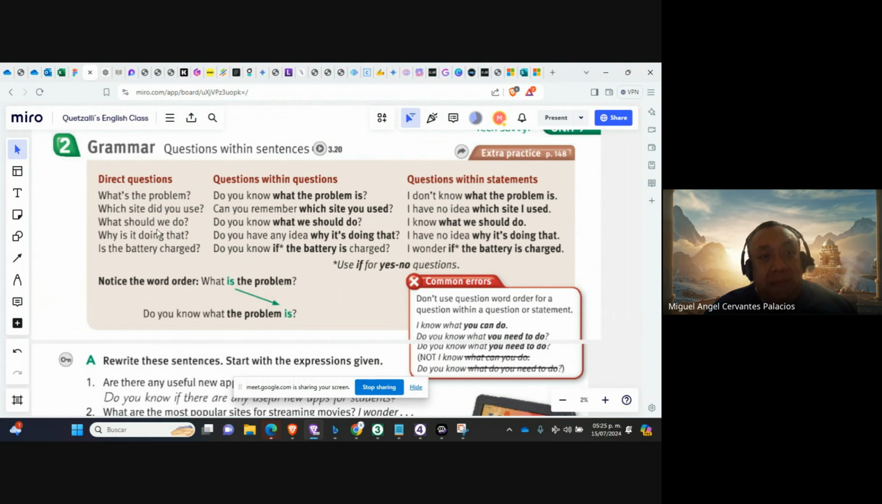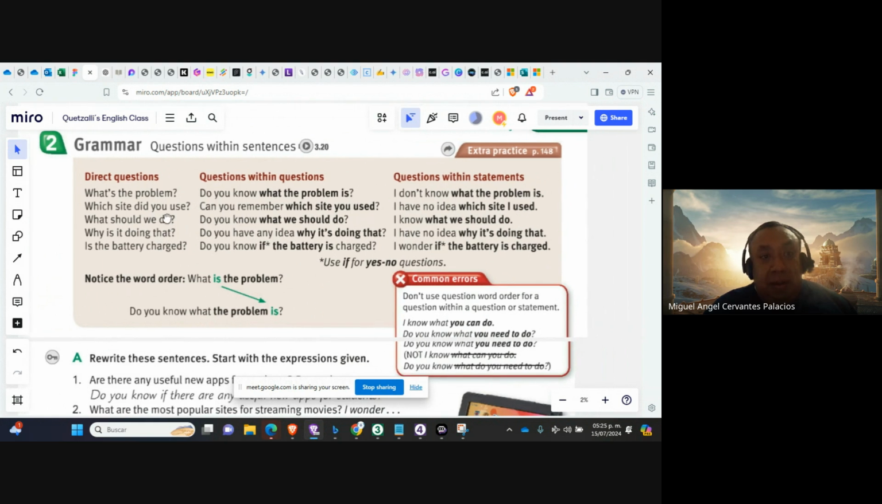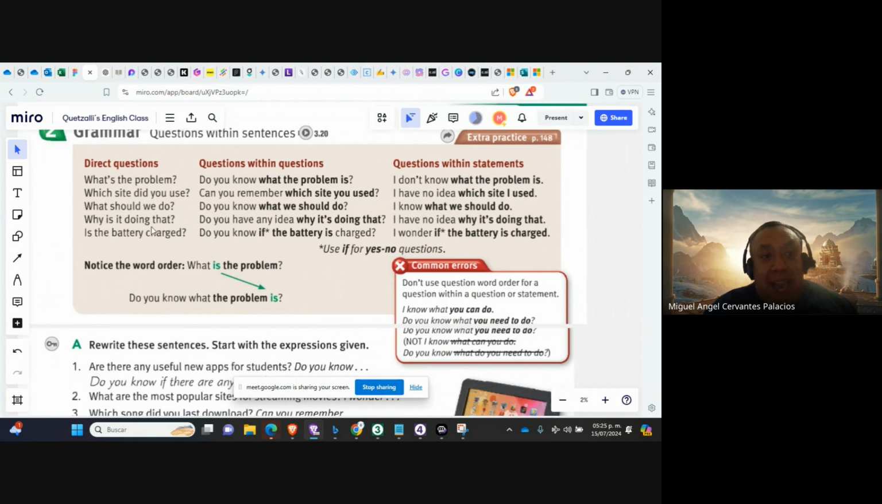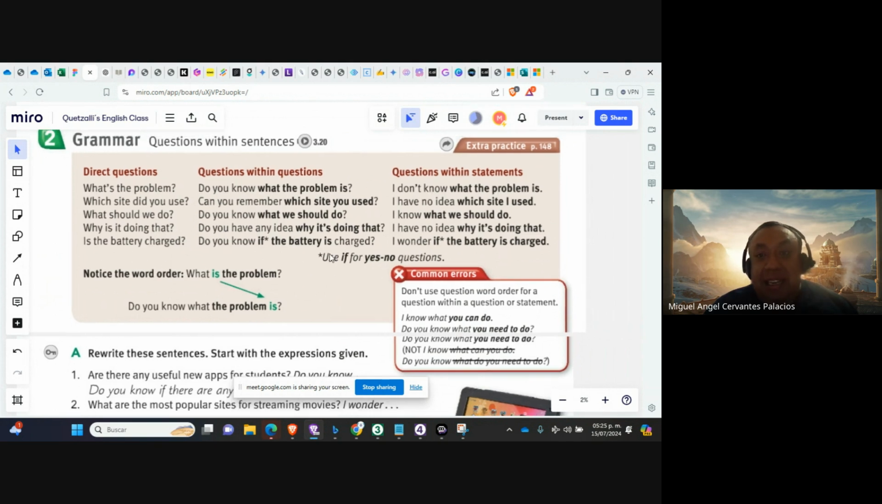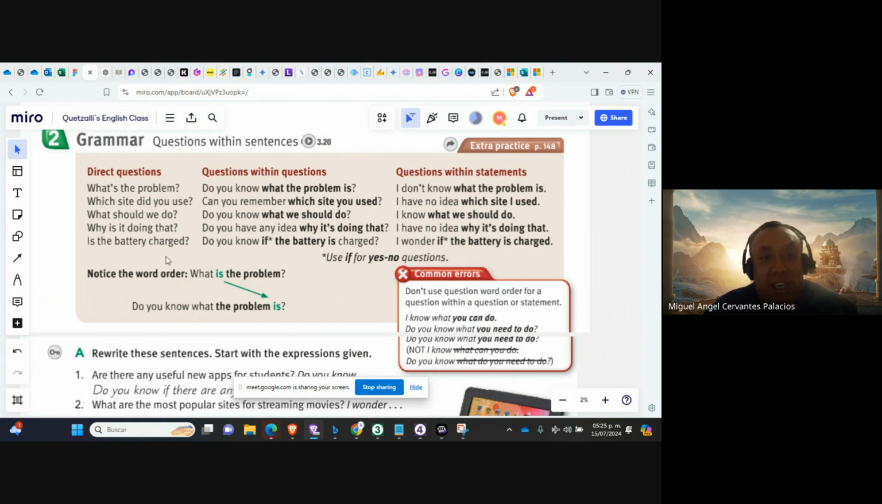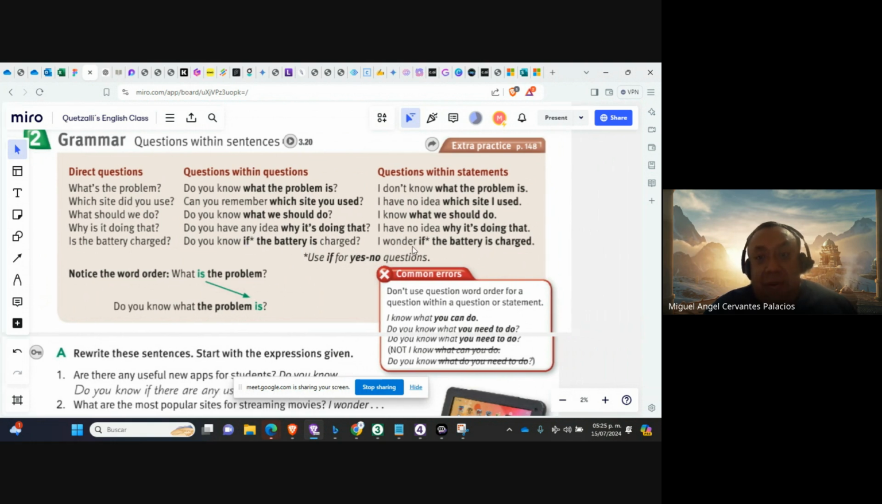Which side do you use? Can you remember which side you use? I have no idea which side I use. What should we do? Do you know what we should do? I know what we should do. Why is it doing that? Do you have any idea why it's doing that? I have no idea why it's doing that. Is the battery charged? Do you know if the battery is charged? I wonder if the battery is charged.